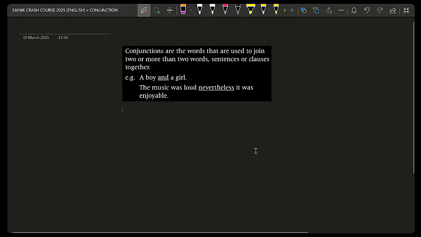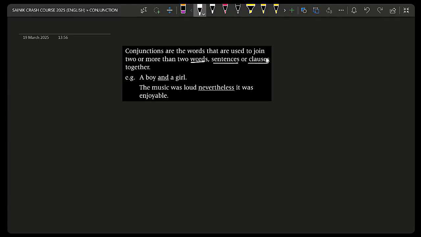Conjunctions are the words that are used to join two or more than two words, sentences or clauses together. So, what are they joining? These are the words that are used to join two or more than two words, or even sentences, or even clauses. Okay, so basically, what is their duty? Their duty is to join two or more words, two or more sentences, or two or more clauses.